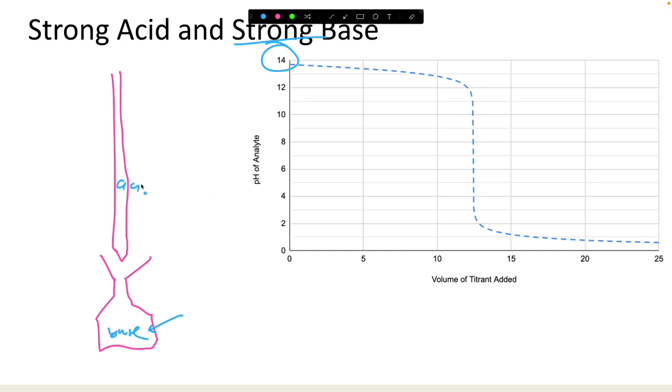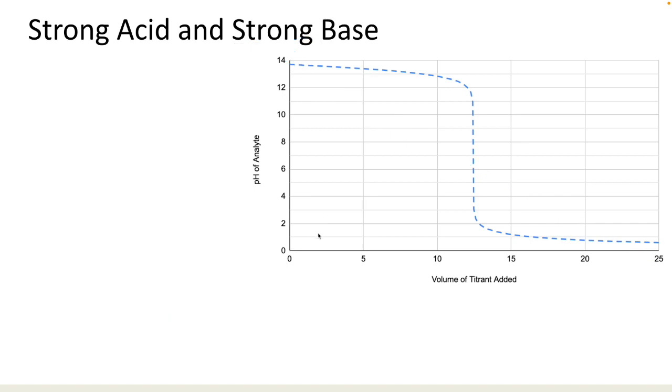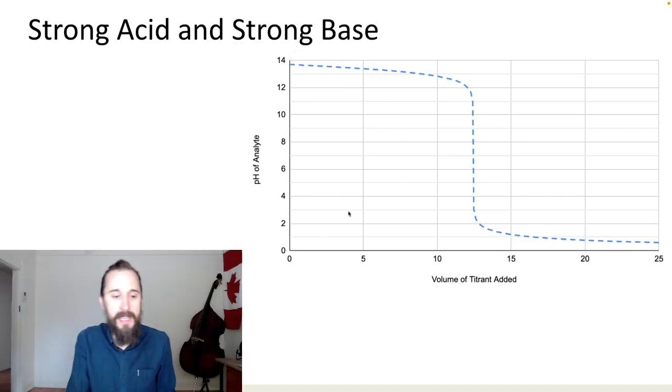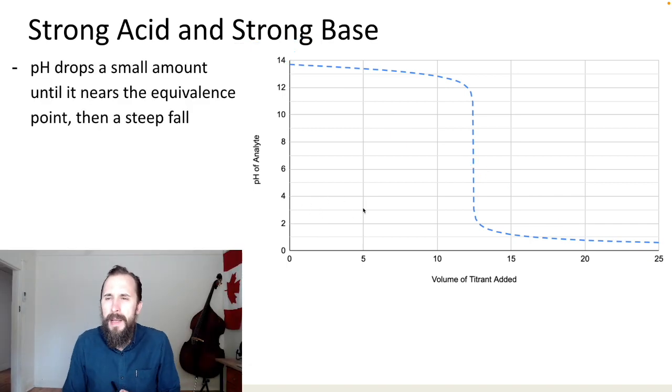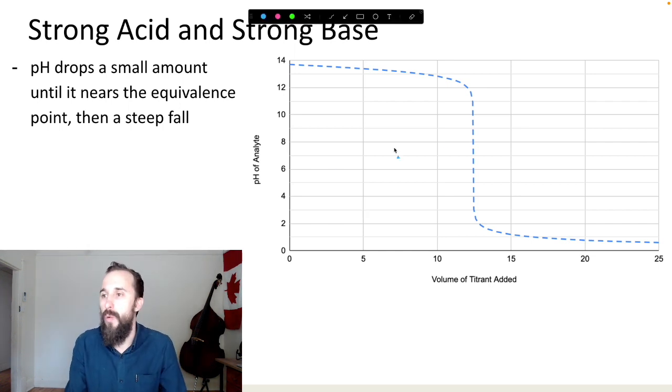And then as we add the acid little by little, it's going to move, not necessarily slowly, into the acidic region. It's going to move to that lower pH, which is what we observe in the long run, but there's a pretty quirky trend going on there. So let's have a talk about what's happening. The pH drops a small amount until we near that equivalence point.